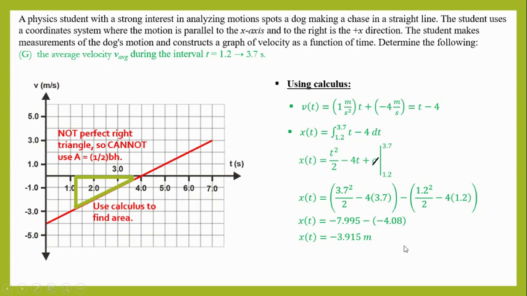Okay. And then to find average velocity, we can just do displacement, which is delta x here, divided by time. And then that will give us a value of negative 1.6 meters per second as well.